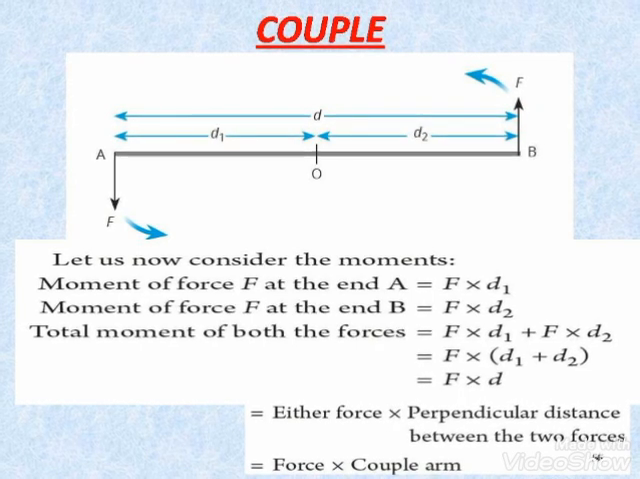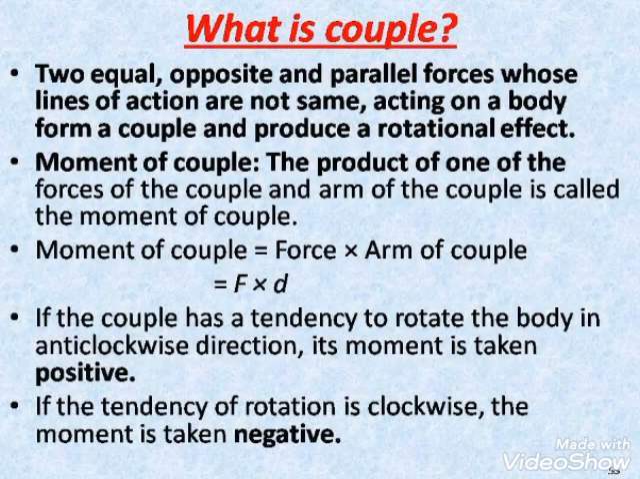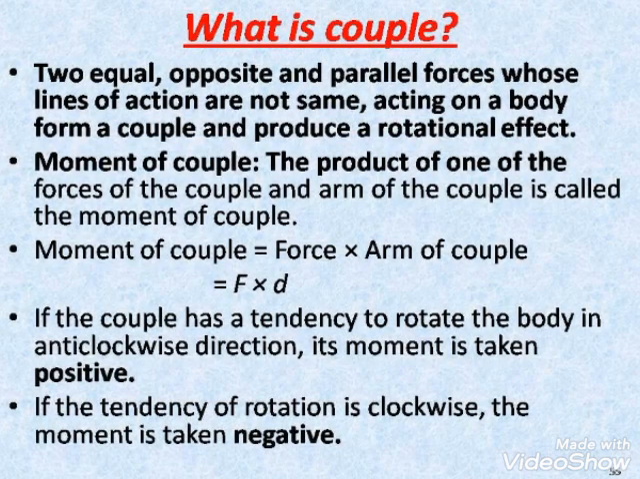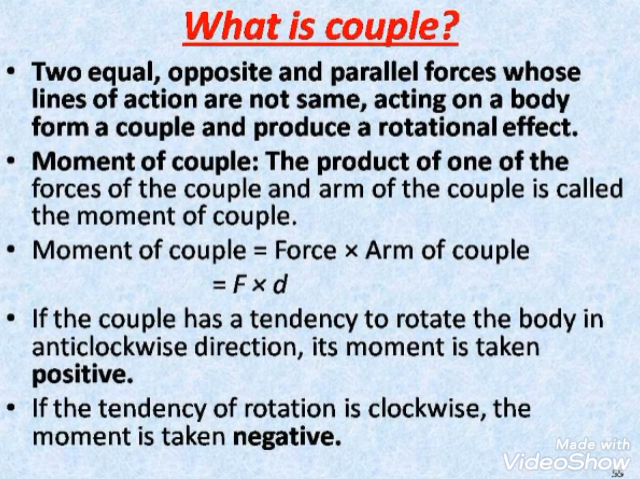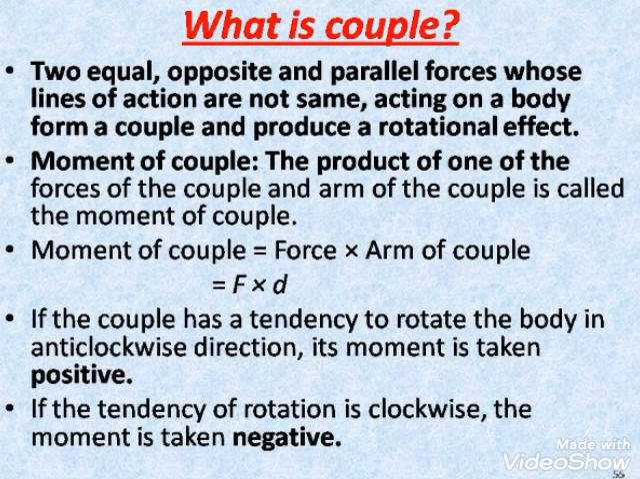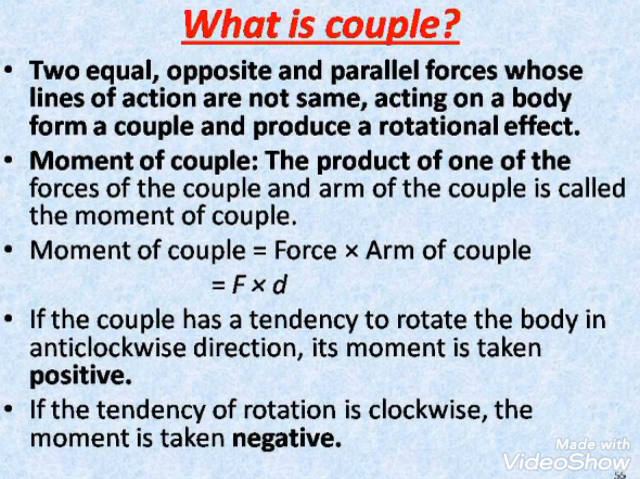Then what happens in this case? This produces a rotational effect. So two equal, opposite and parallel forces whose lines of action are not the same and which are acting on a body form a couple. That means both the forces are the same, that means they are equal, and the direction is opposite.